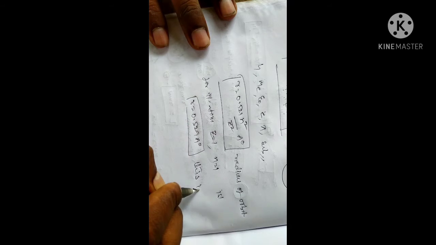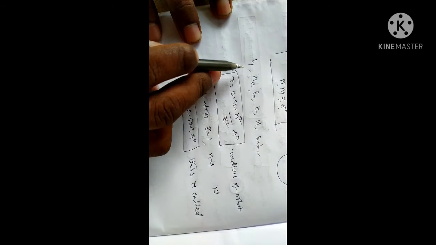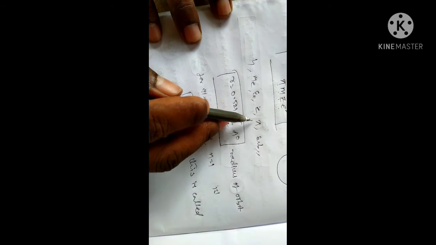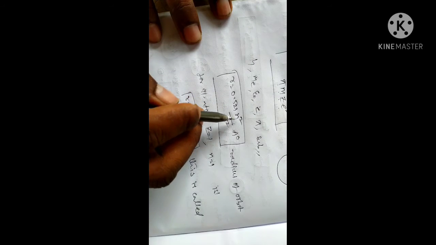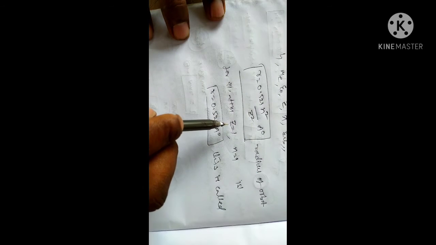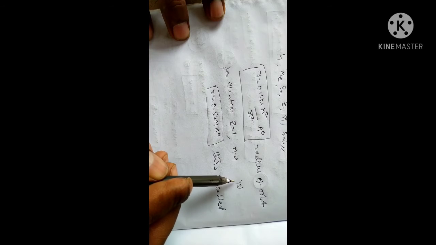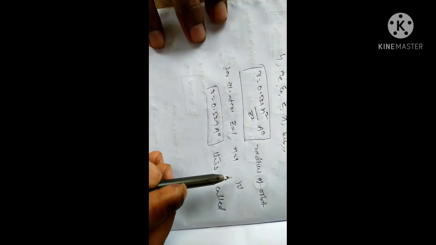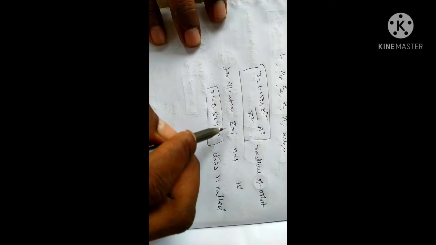You can substitute the h, m value, epsilon naught, e, pi values. We get r is equal to 0.529 n square by z square angstrom. That is the radius of the orbit. Now for hydrogen atom, atomic number is 1 for the first state, that is 1s1, so n is equal to 1.